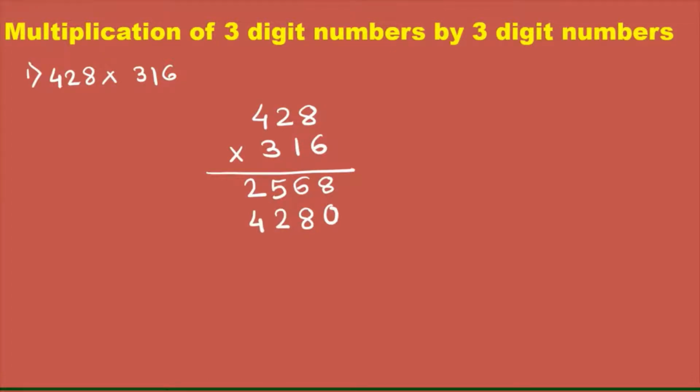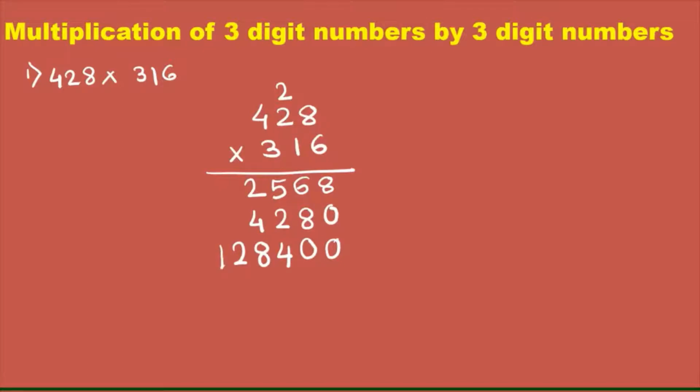Now for the next step, we move to 3, which has a value of 300. So I put here 2 zeros, which represents 300, not only 3. Now let's start to multiply. 3 times 8 is 24. So I put 4 here and I carry 2 here. Now 3 times 2 is 6. And we add this 2 to 6, so 6 plus 2 is 8. So I write here 8. Now 3 times 4 is 12. But as you see here, there is no more digit to carry over to. So I drop 1 here.